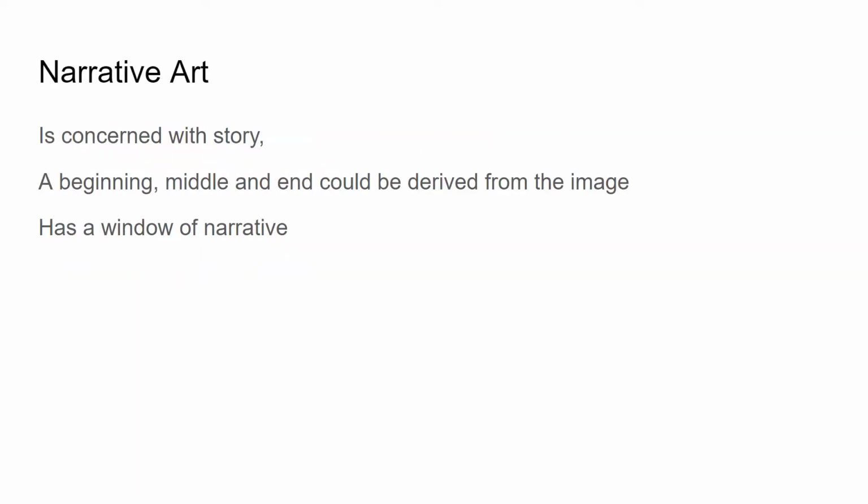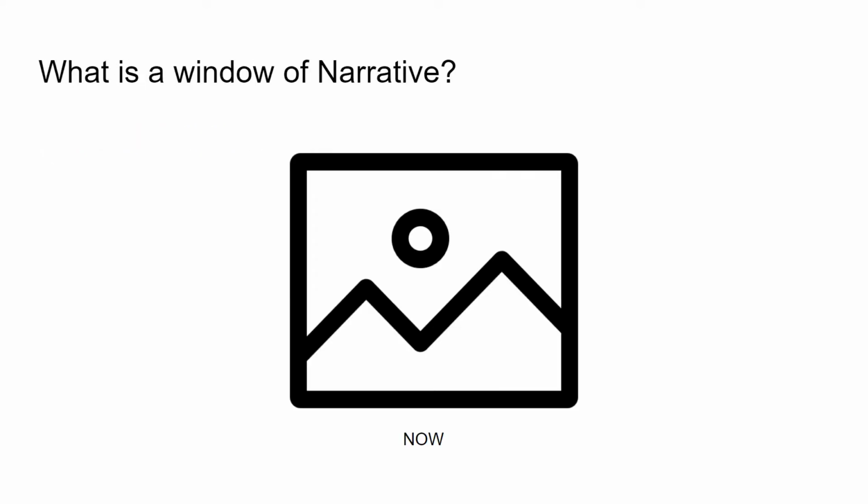So narrative art, in contrast, is totally concerned with story. You should be able to, based on the image, work out events that happened before and events that will happen in the future. It's got a window of narrative, which is the term I've come up with. So what does that mean? What is a window of narrative?